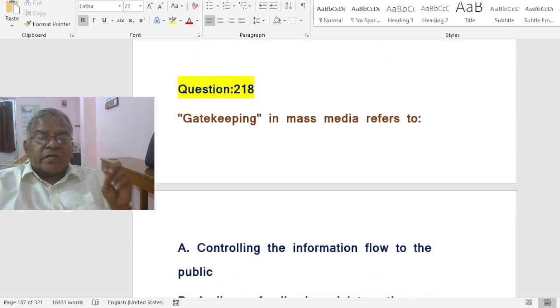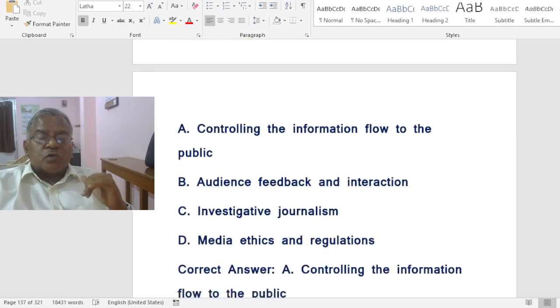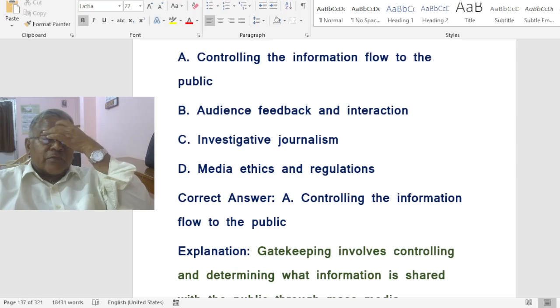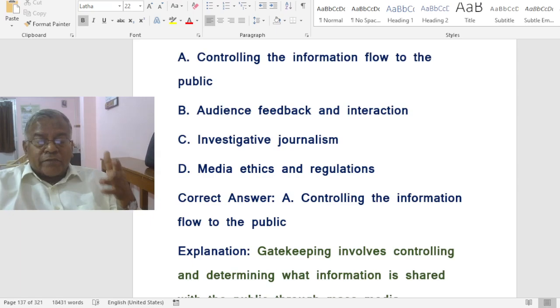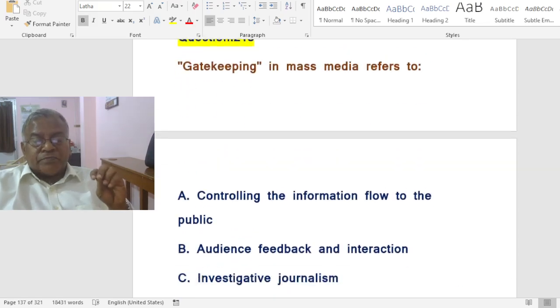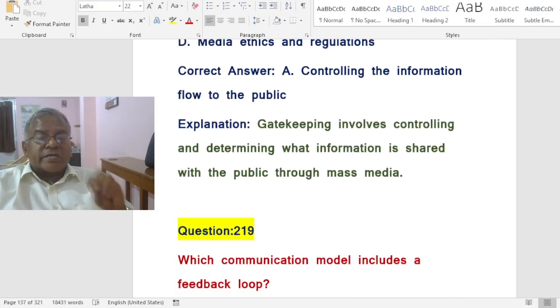Gatekeeping in mass media refers to what? It is controlling the information flow to the public. What to give, what not to give. What information can be given, what information should not be given. So, controlling the information flow to the public. That is called gatekeeping in mass media. So, gatekeeping involves controlling and determining what information is shared with the public through mass media.